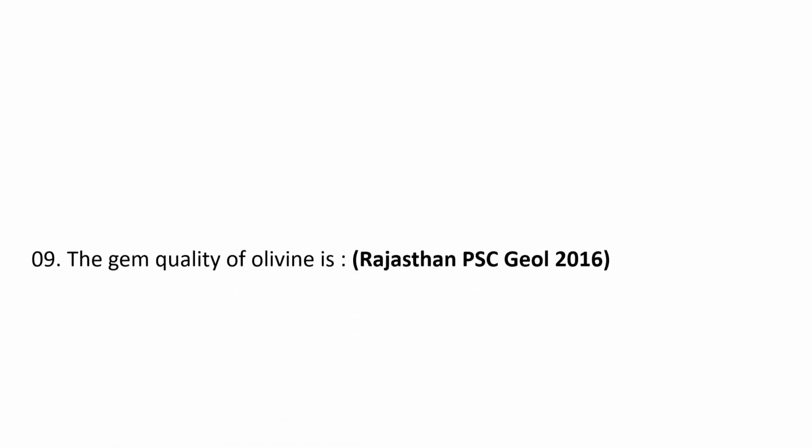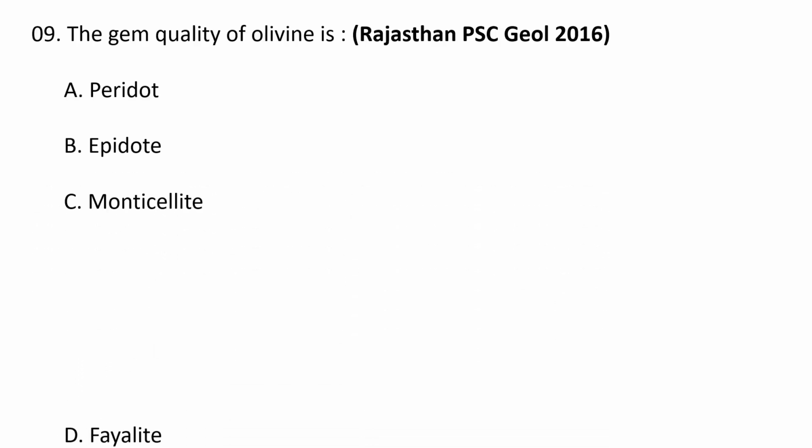Next question. The gem quality of olivine is A. Peridot, B. Epidote, C. Monticellite, and D. Phyllite. So the gem quality of olivine is known as peridot. Peridot is a gem variety of the mineral olivine, and its chemical composition includes iron and magnesium, and iron is the cause of the attractive yellowish green color. The gem often occurs in volcanic rocks called basalts, which are rich in these two elements. So the gem quality of olivine is known as peridot. A is the correct option.